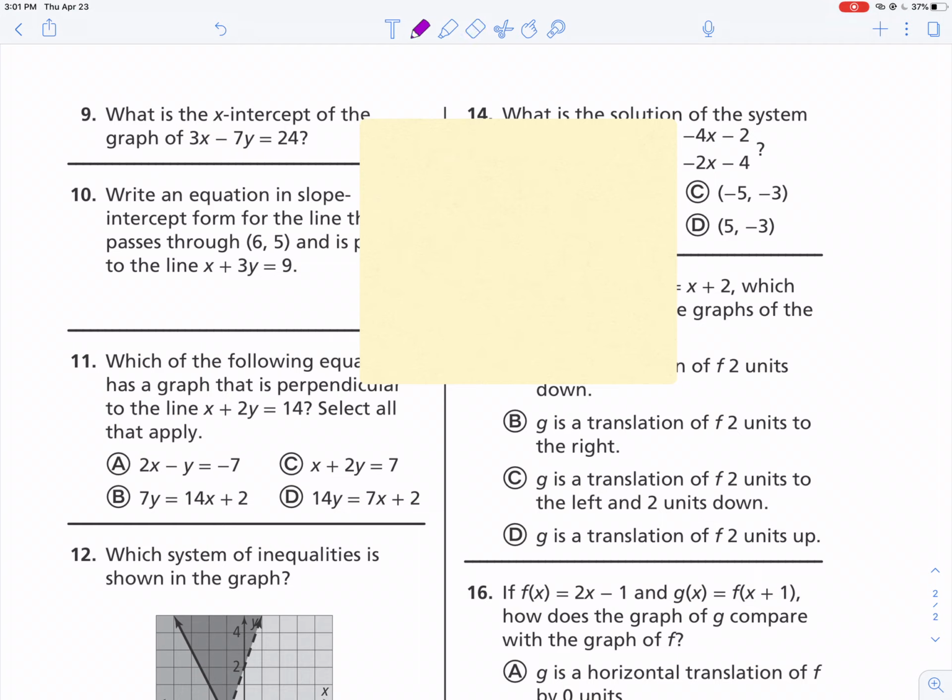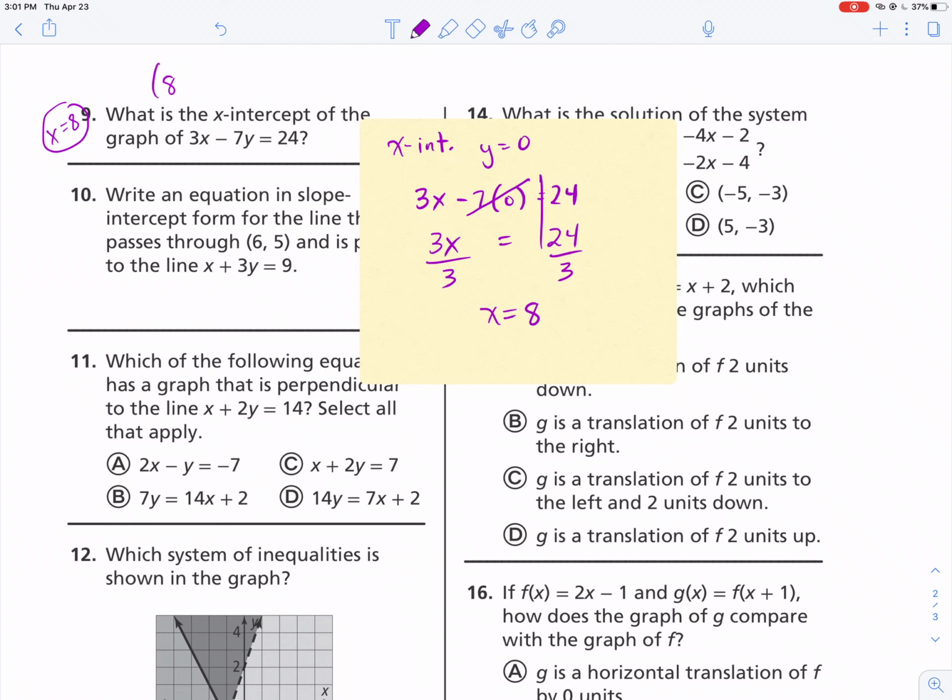And so if I want my x-intercept, I know that my y has to equal 0. So for my equation, I'm going to substitute 0 in for y and solve for my x. So negative 7 times 0 cancels out, just gives us 0. So we have 3x equals 24. Divide by 3 on both sides, and x equals 8. So our x-intercept in this case is going to be 8. Another way that you would write it would be (x, 0) is another way to see it.